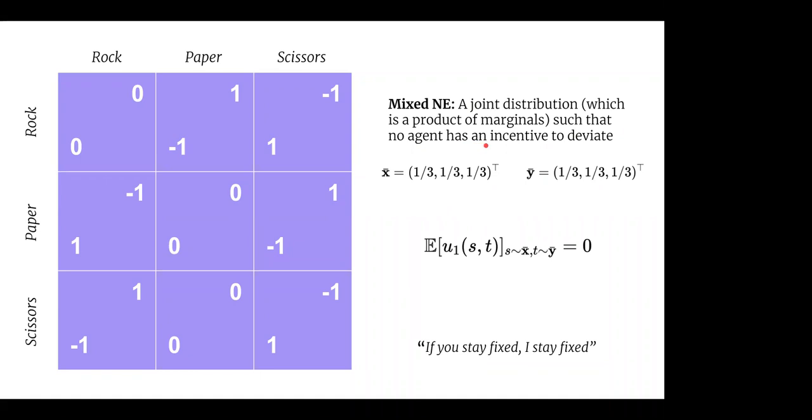Now, what I didn't write here is no agent has an incentive to deviate given the behavior of the other agent. Okay, so just to go over how that works. Let's say my agents are both playing according to this Nash equilibrium, okay, a third, a third, a third.